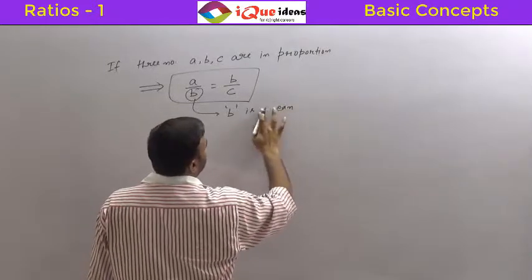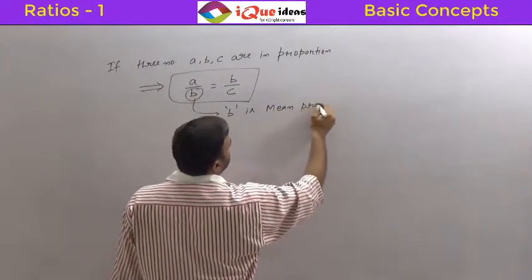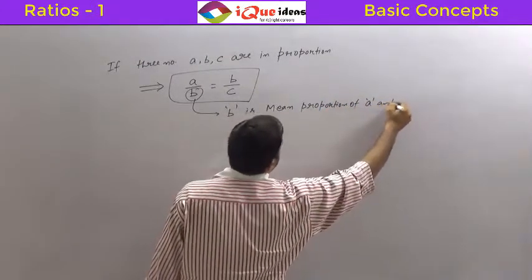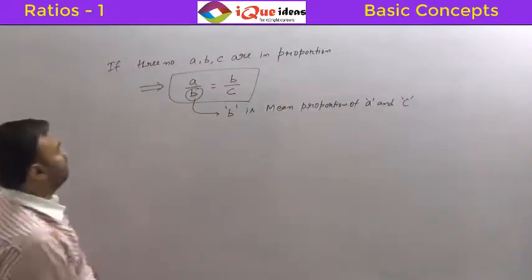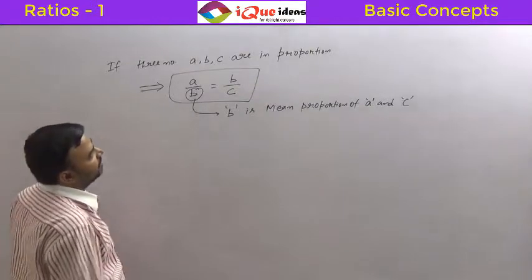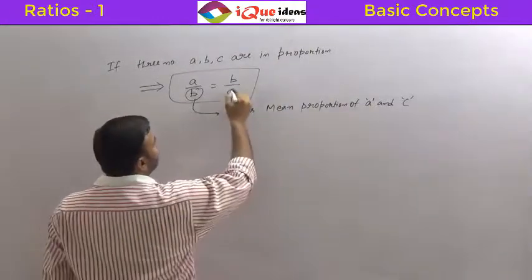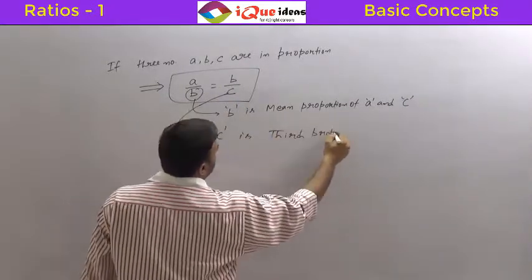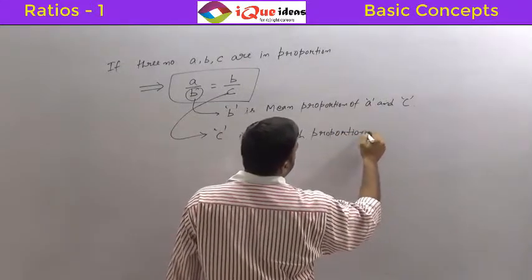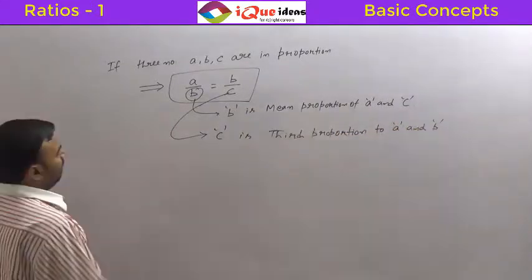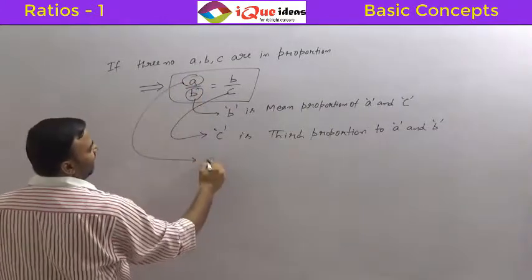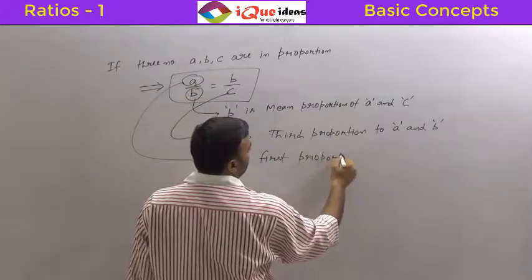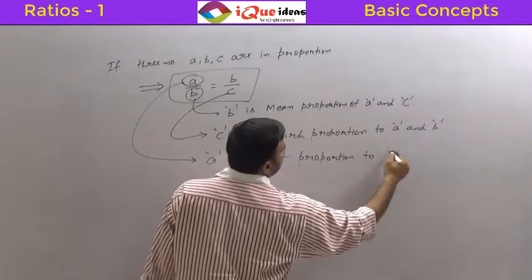It is the name of that quantity, so don't worry much. Mean proportion of A and C. So the middle number, or the number which is in between, will be called mean proportion of the numbers at the end. Similarly, this C is third proportion. When I say third proportion, it will mean third proportion to A and B. Obviously, if you wish, you can say that this A is first proportion to B and C.